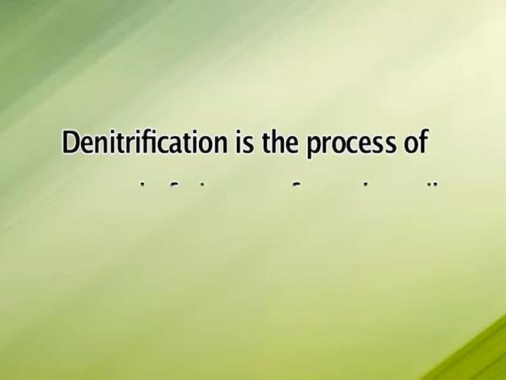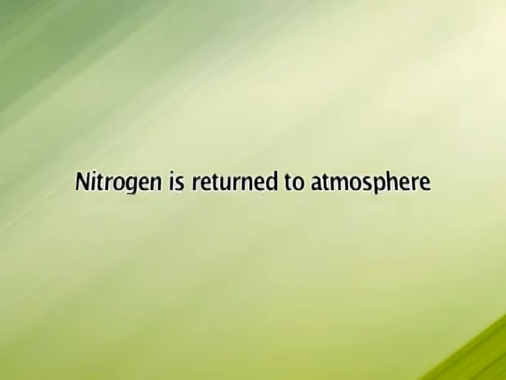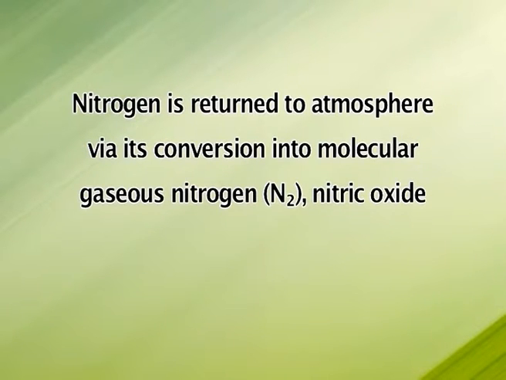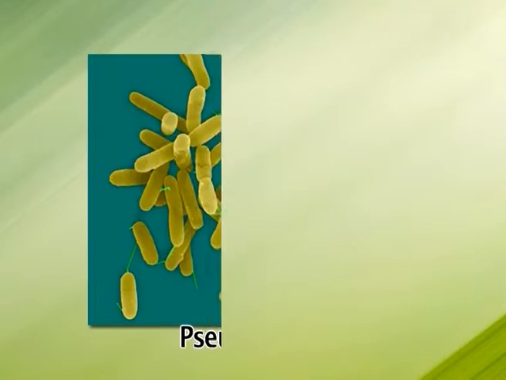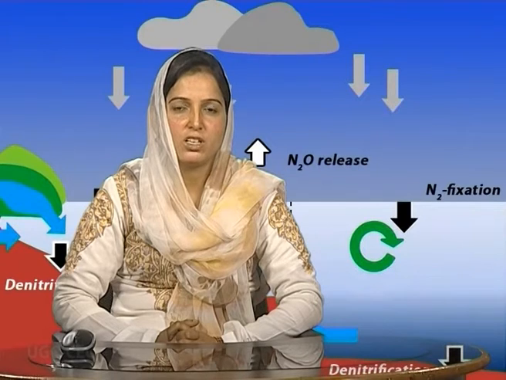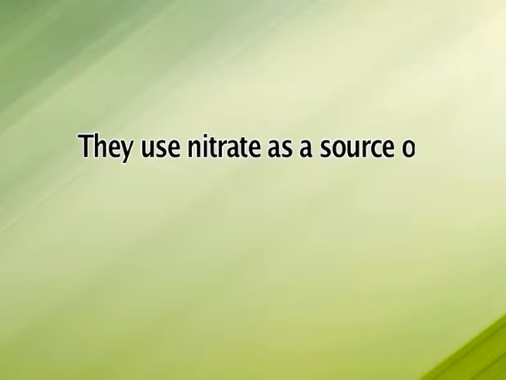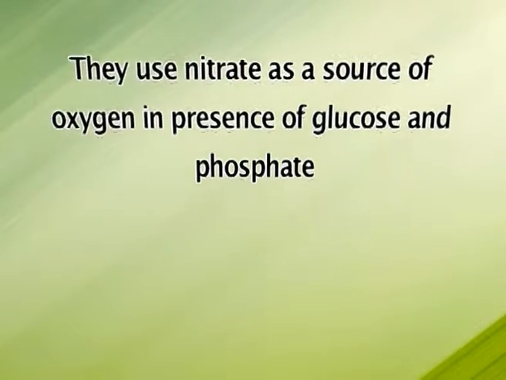Denitrification is the process of removal of nitrogen from the soil in the form of a gas. Nitrogen is returned to the atmosphere via its conversion into molecular gaseous nitrogen, nitric oxide, and nitrous oxide through the process of denitrification. Denitrification thus causes the loss of nitrogen from the soil. The bacteria Pseudomonas and some fungi are chiefly responsible for denitrification in soil. They use nitrate as a source of oxygen in presence of glucose and phosphate.